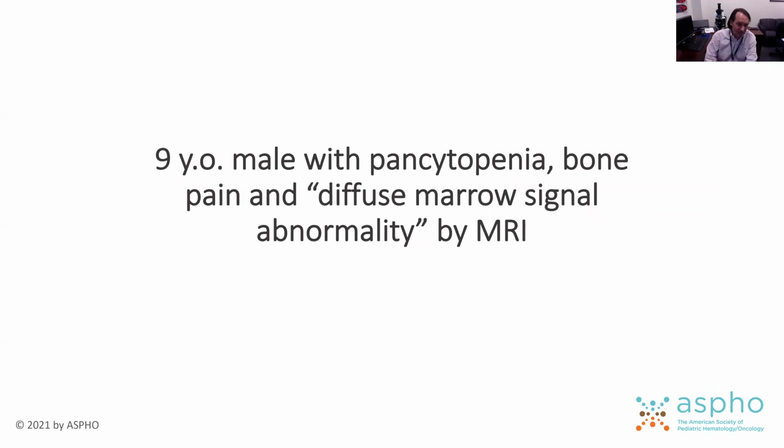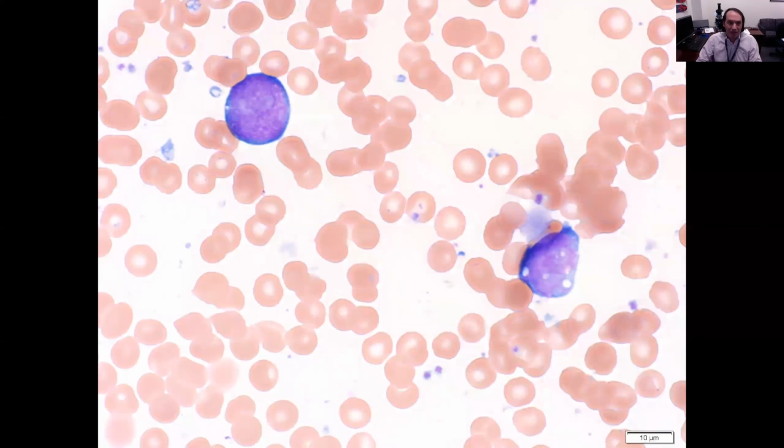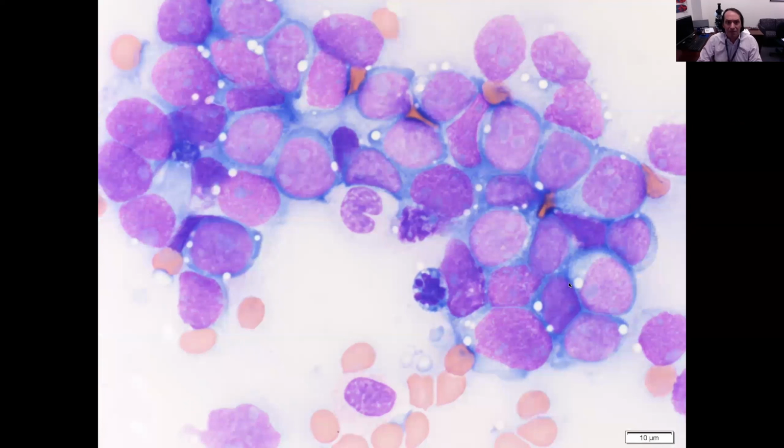And the last case that I'm going to show you today will keep you thinking. Things aren't always what they seem. This is a 9-year-old boy with pancytopenia, bone pain, and that proverbial diffuse marrow signal abnormality by MR. Here's his peripheral blood. It shows these big basophilic blasty looking cells, some of which with cytoplasmic vacuoles.